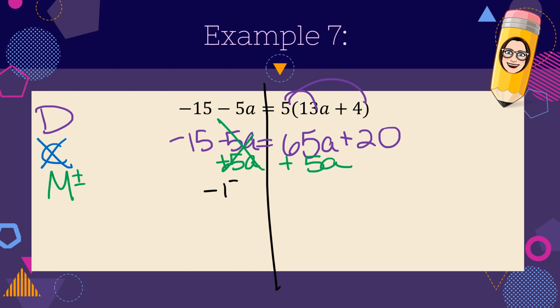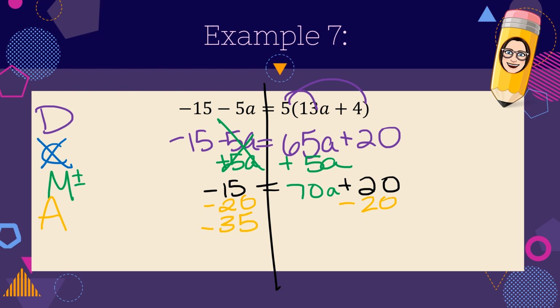Drop it down. Didn't use it. Didn't use it. And we now have 70a. Undo any addition or subtraction. Instead of positive 20, you need to minus 20. That gets me negative 35. Drop down, drop down. Last step, undo any multiplication or division.